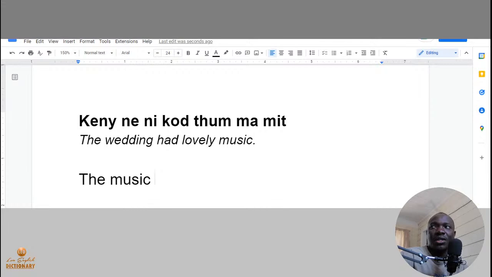And the last one now, the music. Let me talk about the music. Anybody know an example of the music? That's the last sentence here. If you haven't typed, this is your chance to type something in the chat box, so that I can use it as an example. The music. Music is thum.